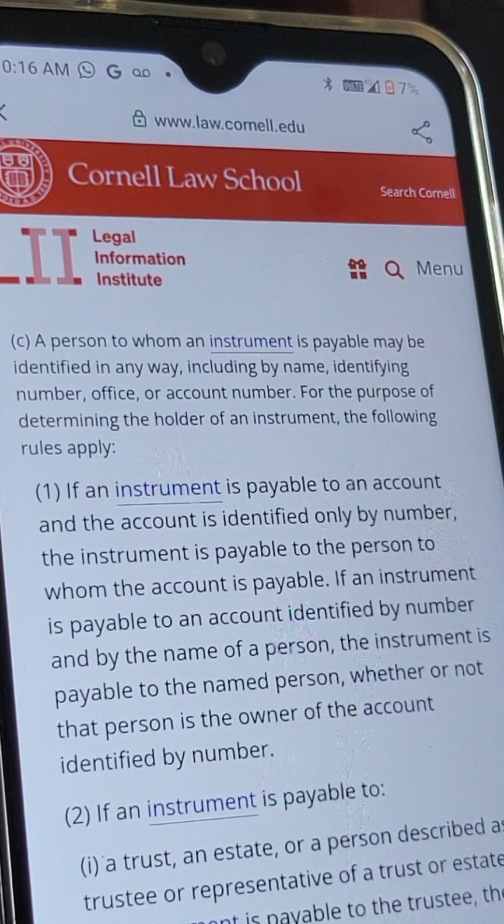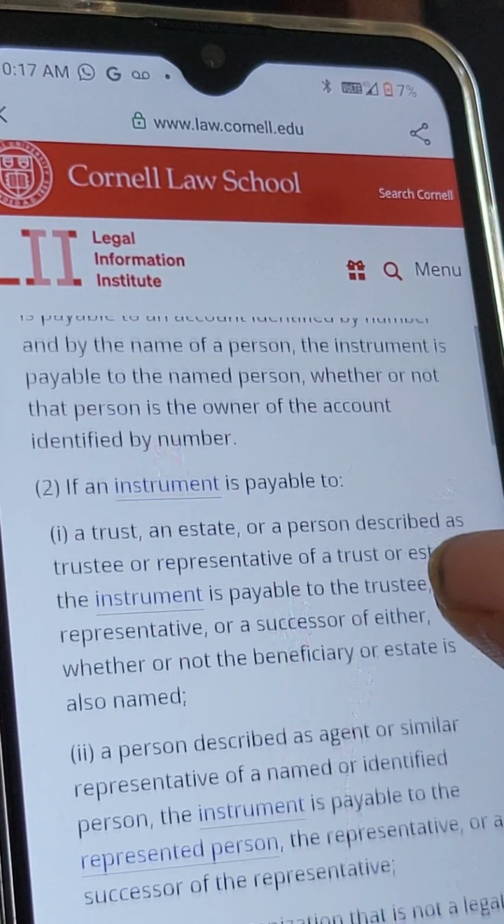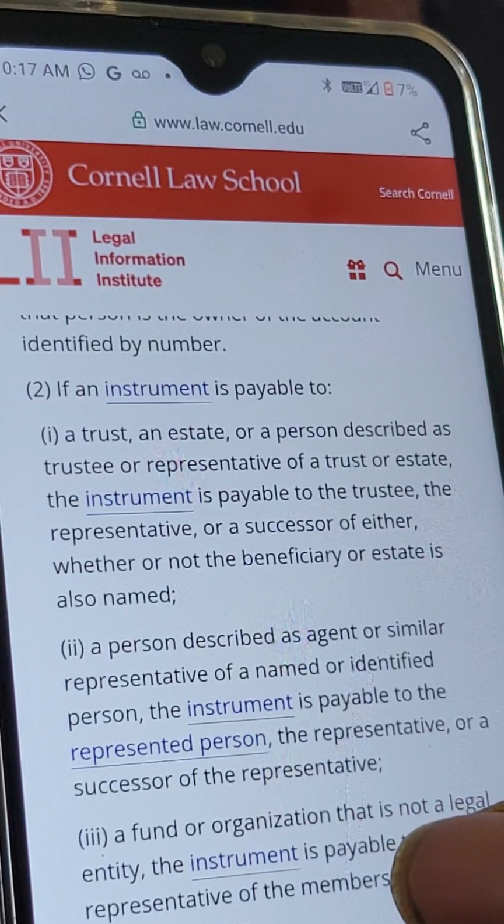If an instrument is payable to an account and the account is identified only by number, the instrument is payable to the person to whom the account is payable. If an instrument is payable to an account identified by number and by the name of a person, the instrument is payable to the named person, whether or not that person is the owner of the account identified by number. Two, if an instrument is payable to a trust, an estate, or a person described as trustee.